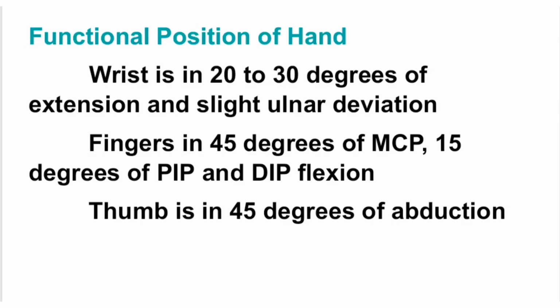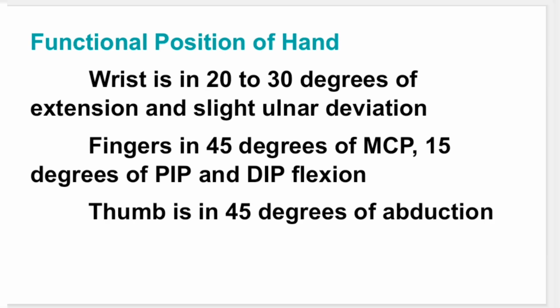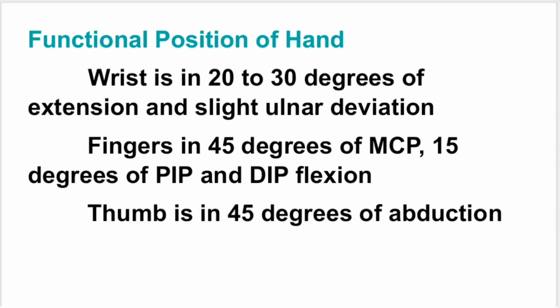Friends, today in our discussion we are going to see about hand function. The function of the hand is to grip, grasp and form precise movement. In university papers, hand function is asked as one question and grip and grasp as another question, but both questions come under hand function. Here, prehension refers to activities of the hand. Functional position of the hand: the wrist is in 20 to 30 degrees of extension and slight ulnar deviation. Fingers are in 45 degrees of MCP, 15 degrees of PIP and DIP flexion. Thumb is in 45 degrees of abduction.